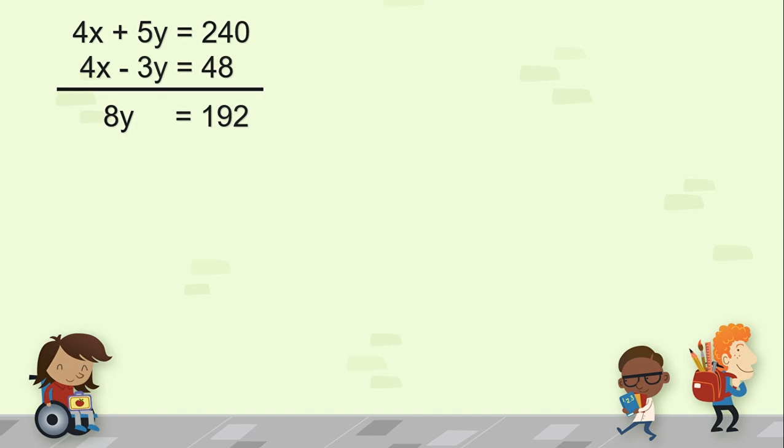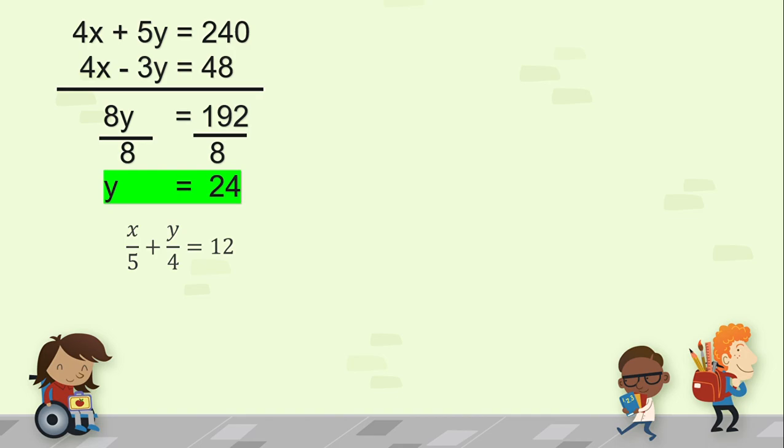And after that, let's divide both sides by 8. So 8 divided by 8 is 1y, or y, and 192 divided by 8, we will have the quotient of 24. So the value of our y is equal to 24. Now, let's substitute 24 for y in our first equation, which is x over 5 plus y over 4 is equal to 12.